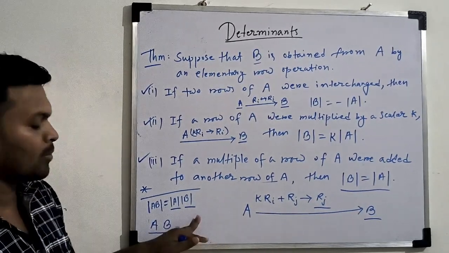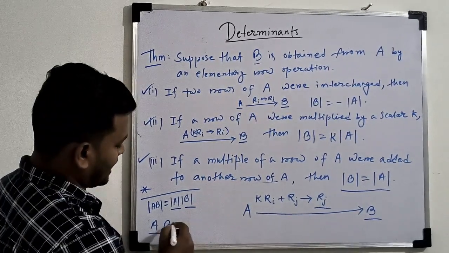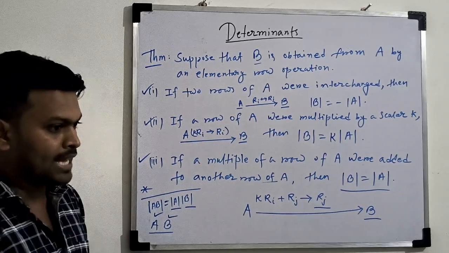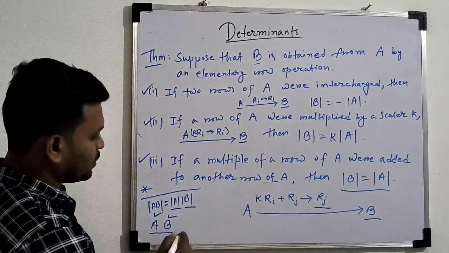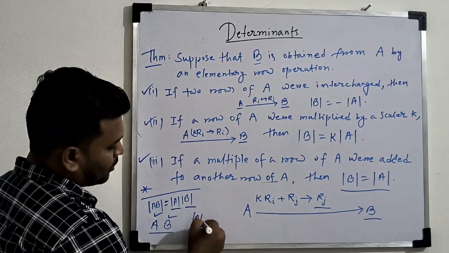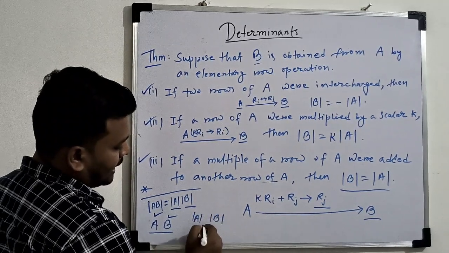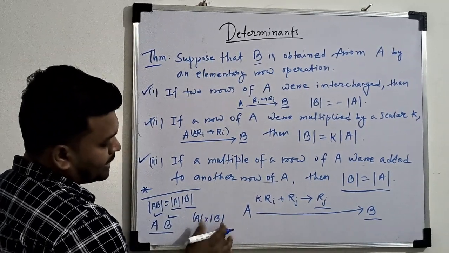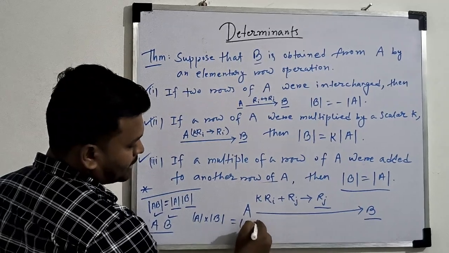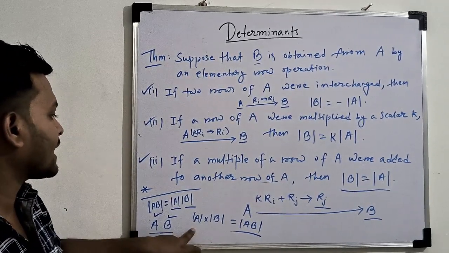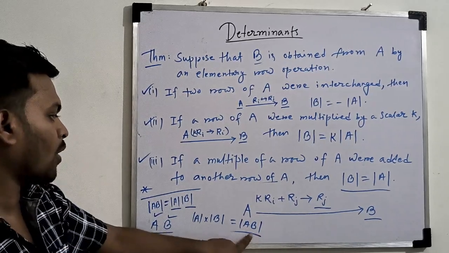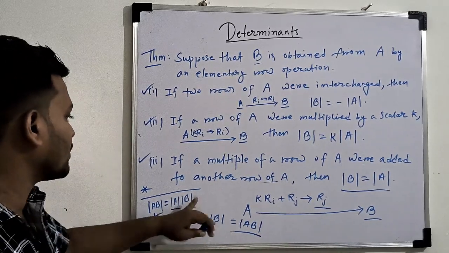So what is the benefit of this theorem? If there are two matrices A and B and the question is to find the determinant of the product matrix, then we simply first find the determinant of A and the determinant of B, multiply them, and we get the determinant of AB. So without multiplying these two matrices, we can directly get the determinant of the product matrix. This is the beauty of this theorem.